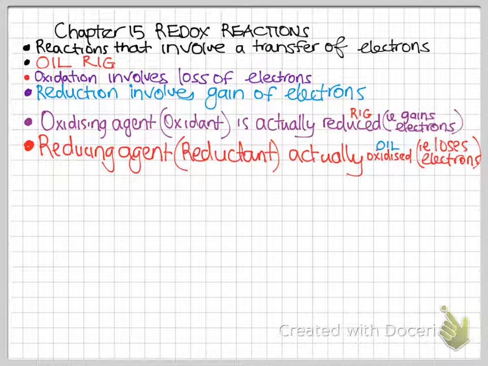Now we look at chapter 15, which is redox reactions. You can just pause this page and have a read of the points here. What you need to remember is OIL RIG: oxidation involves loss of electrons, reduction involves a gain in electrons. You need to know what an oxidizing agent is, what a reducing agent is, and be able to identify it in any reaction.